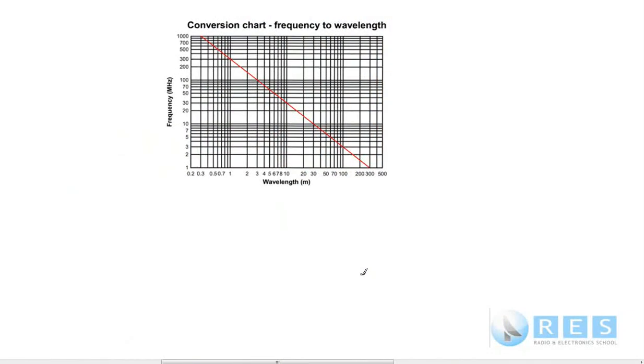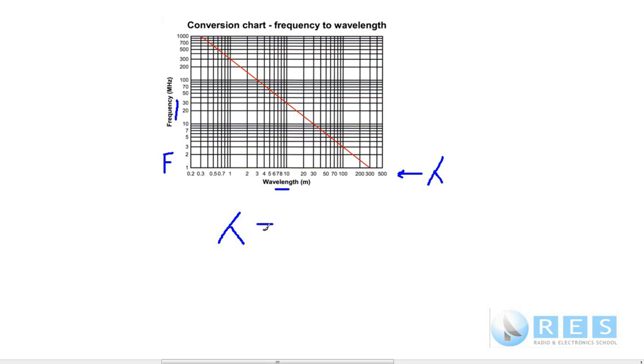Again, this is a curiosity because you don't need to do this mathematically. You'll be using a graph just like this in your assessment. But if you want to know the relationship between frequency and wavelength, it's not a difficult one. The numbers on this side are the frequency in megahertz. The numbers on the x-axis are the wavelength in meters. That's wavelength, this scale here. This is frequency here.